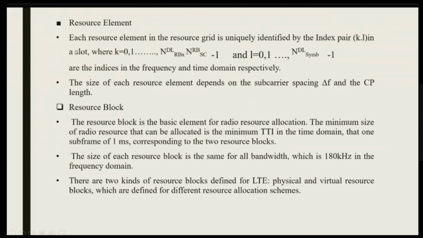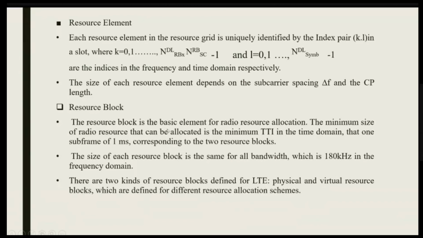So far we analyzed the resource grid. Now coming to the resource element. Each resource element in the resource grid is uniquely defined by the index pair (k, l) in the slot, where k varies from 0 to the number of downlink resource blocks times the number of subcarriers in the resource block minus 1, and l is given by 0, 1, up to the number of downlink symbols minus 1. These are the indices for the frequency and time domain respectively. The size of each resource element depends upon the subcarrier spacing delta F and the cyclic prefix length.